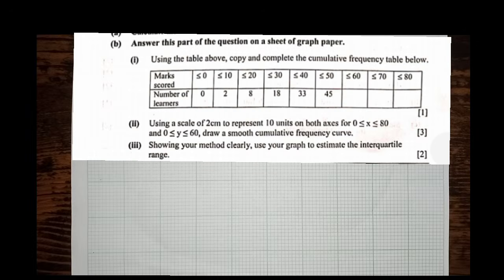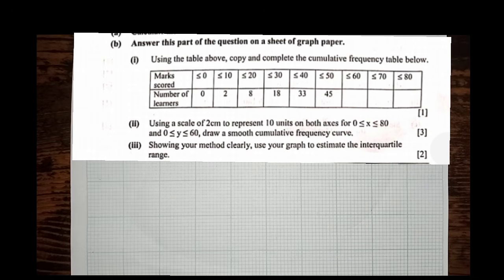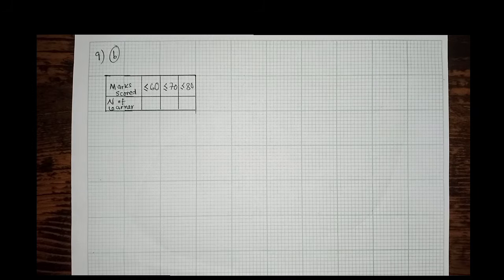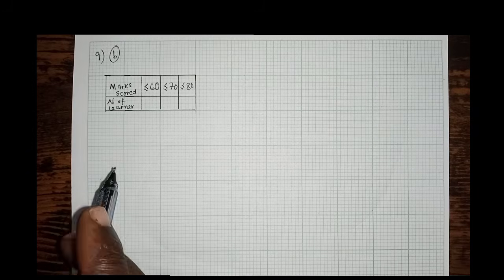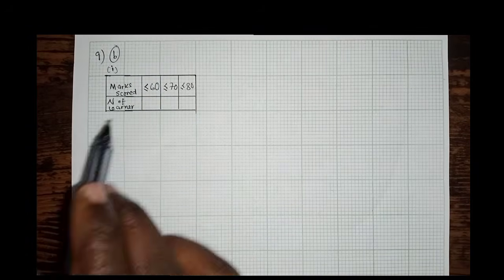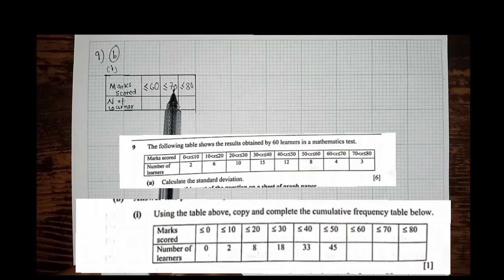So for question 9b, we've been given the tables, where they want us to answer by referring to what is on the table. They're saying, using the table above, copy and complete the cumulative frequency table below. So they've given us the cumulative frequency. The first thing that you need to do is to come up with this table. You copy these the way they are. This is the last part of the table.